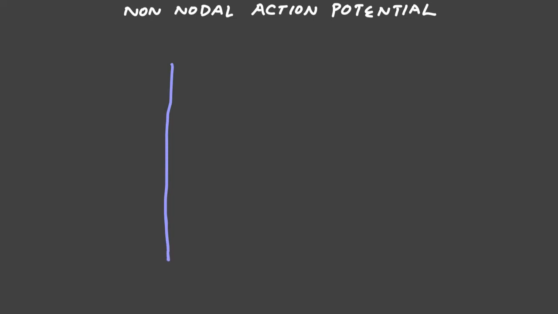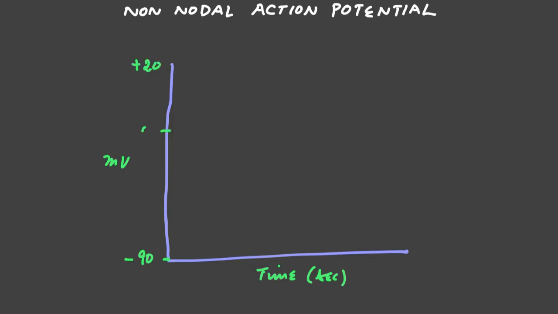Now let's see how the action potential is generated in a single cardiac myocyte. We call it a non-nodal action potential to differentiate it from the nodal action potential that we saw earlier. Here is the graph, time on the x-axis, time in seconds, and membrane voltage in millivolts on the y-axis. Let's make a few markings. Minus 90 millivolts, plus 20 millivolts, and 0 millivolts.